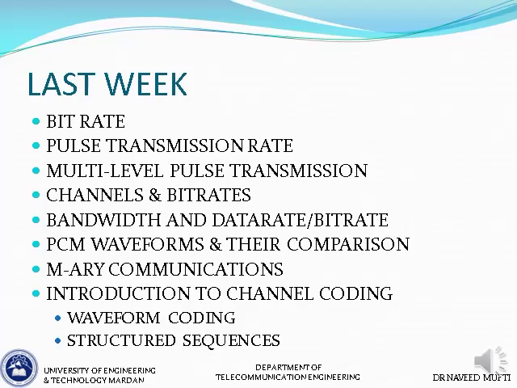After that, we introduced ourselves to the second major block of a digital communication system, which is channel encoding. And we discussed that generally channel coding falls under two categories: waveform coding, whereby we change the waveform of the signal, and structured sequences, whereby we improve the sequence of the message by introducing more redundant bits which are used for error detection or correction.